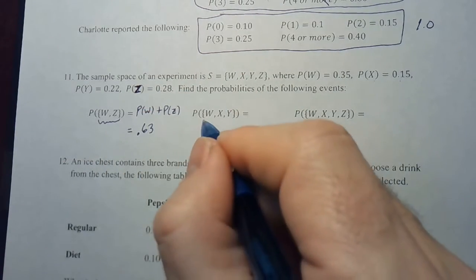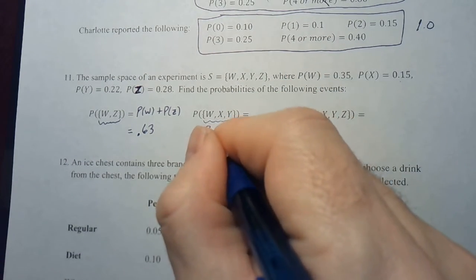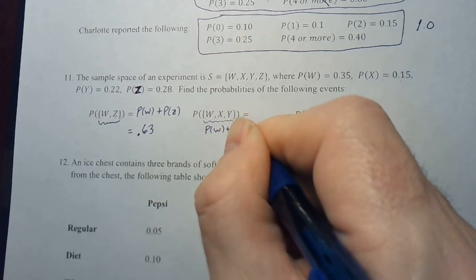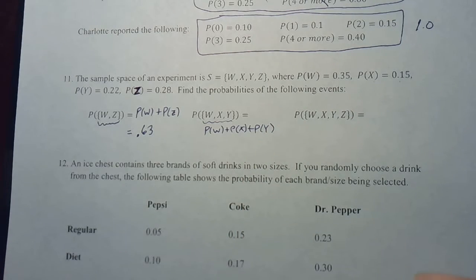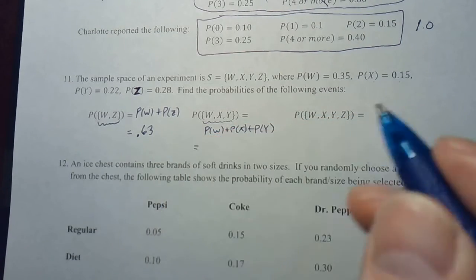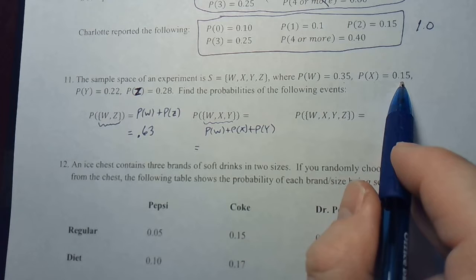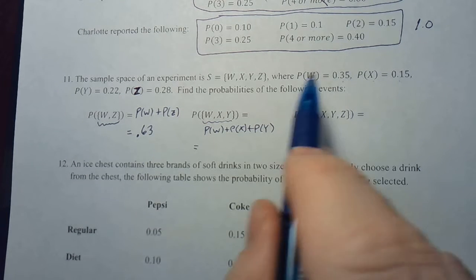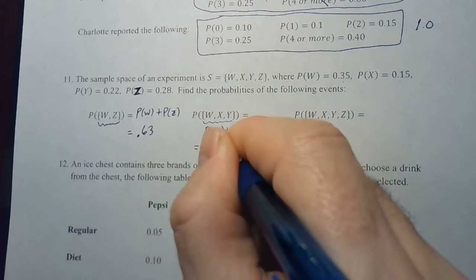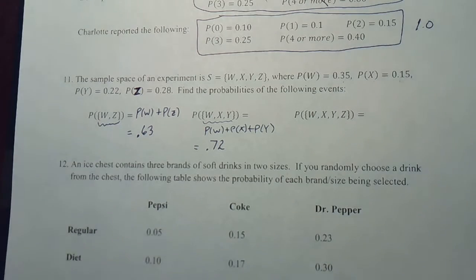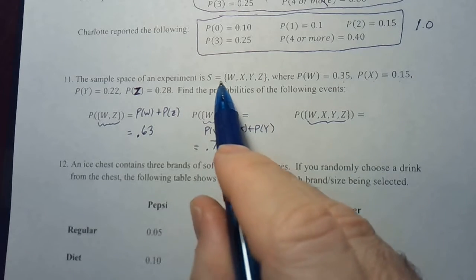And let's see, then this one contains 3 events. So that's going to be equal to the probability of W plus the probability of X plus the probability of Y. And we'll have to add those 3 numbers up. Probability of W is 35%, 15%, that's 50 total. Then add in the probability of Y, which is 22%, so that would be 72% or 0.72.